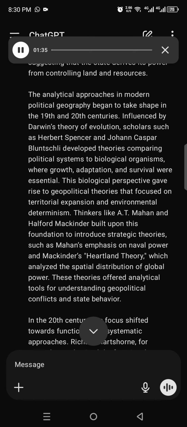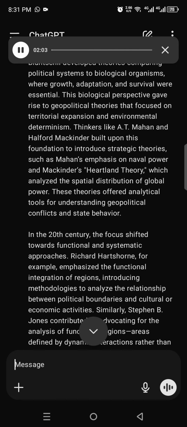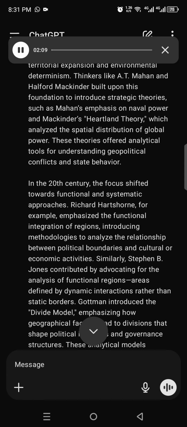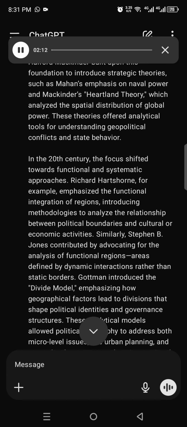scholars such as Herbert Spencer and Johann Caspar Bluntschli developed theories comparing political systems to biological organisms, where growth, adaptation, and survival were essential. This biological perspective gave rise to geopolitical theories that focused on territorial expansion and environmental determinism. Thinkers like A.T. Mahan and Halford Mackinder built upon this foundation to introduce strategic theories, such as Mahan's emphasis on naval power and Mackinder's Heartland theory, which analyzed the spatial distribution of global power. These theories offered analytical tools for understanding geopolitical conflicts and state behavior.